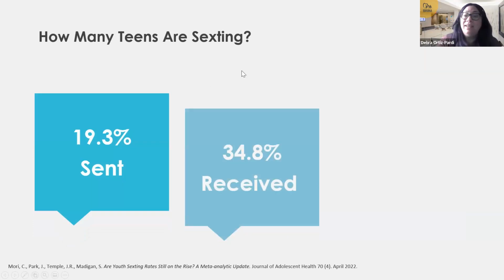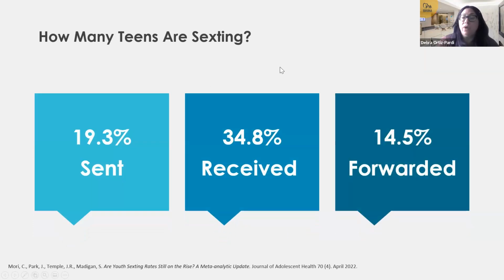How many teens are sexting? This is a meta-analysis from the Journal of Adolescent Health. Basically, this analysis takes a look at multiple research studies, and then they came up with an average from what was reported in those studies. And so this really helps to inform our understanding of sexting behavior. They found that 19.3% of teens have sent a sext message, over 34% received a sext message, received content of other children, and 14.5% forwarded them on.